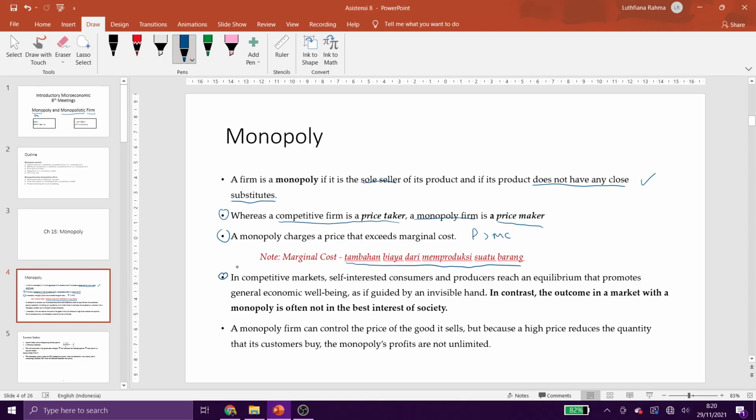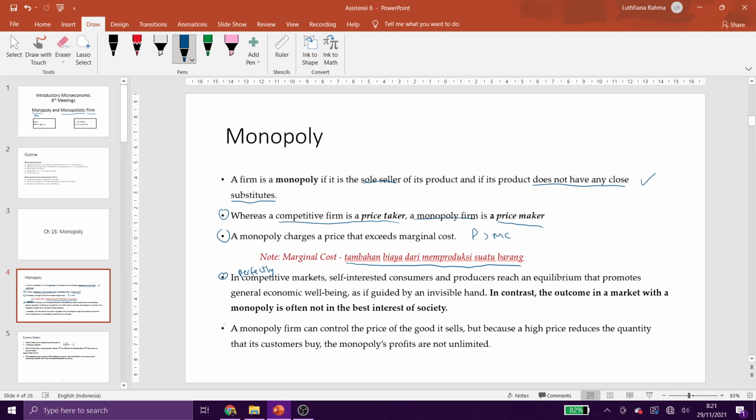Okay, and then characteristic number four. In perfectly competitive markets, self-interested consumers and producers reach an equilibrium that promotes general economic well-being as guided by an invisible hand. But in contrast, the outcome in a market with a monopoly is often not in the best interest of society. So, sometimes the condition shaped by monopoly firms only brings more benefit to the firms, but not to the consumers.